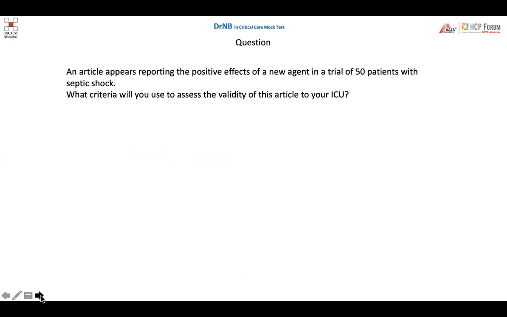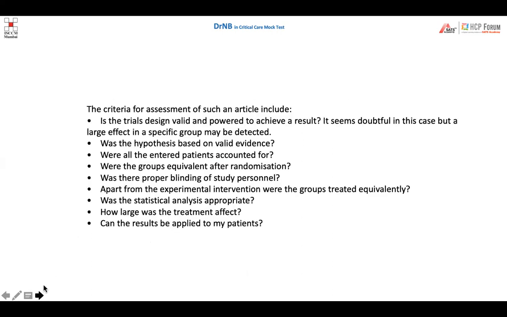Regarding appraisal of the article, an article appears reporting the positive effects of a new agent in a trial of 50 patients with septic shock. What criteria will you use to assess the validity of this article to your ICU? So the criteria for assessment of such an article include whether the trial design is valid and powered to achieve a result. It seems doubtful, but a large effect in a specific group may be detected.